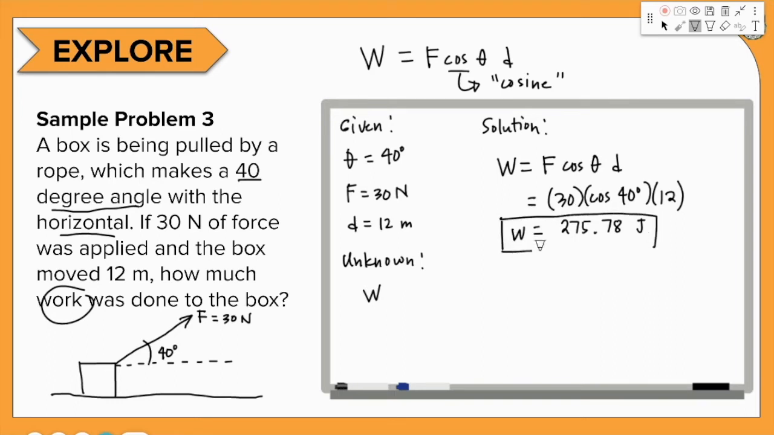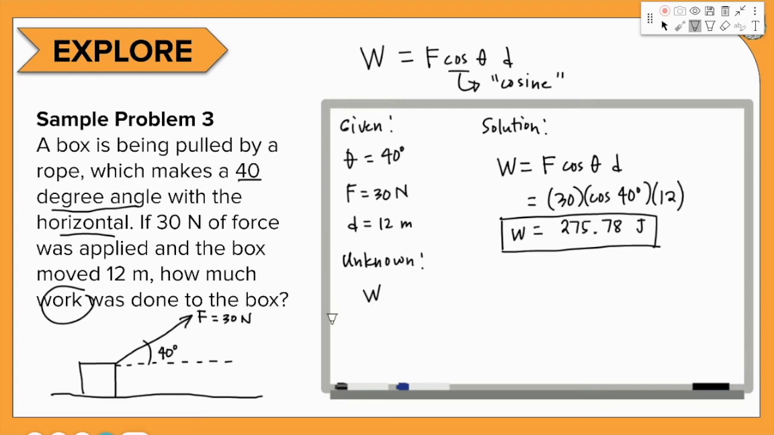So grade 8, please try this out. Check if you know how to compute for this using your scientific calculators. Okay, so try it out. If you don't get 275.78, that means you did something wrong, right? So again, to compute for this using your scientific calculator, it's just 30 times, then click on cosine, then 40, then times 12. You are supposed to get 275.78. All right?